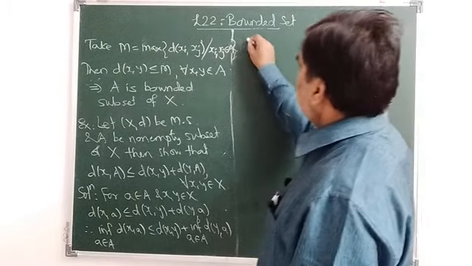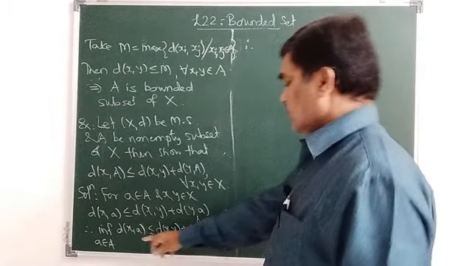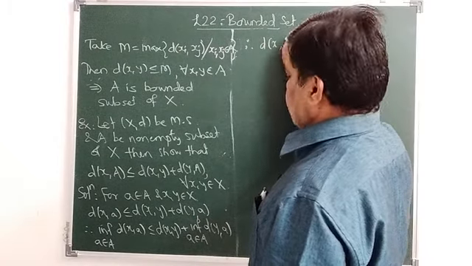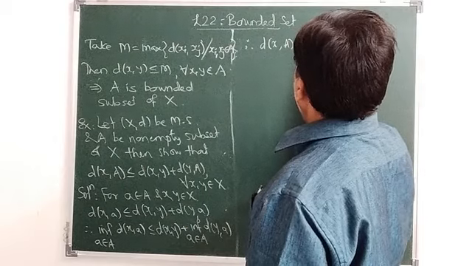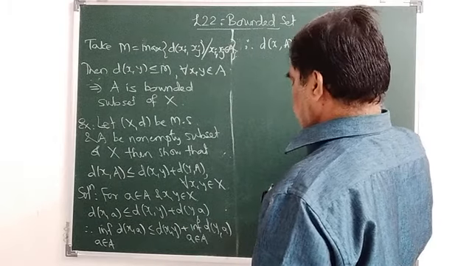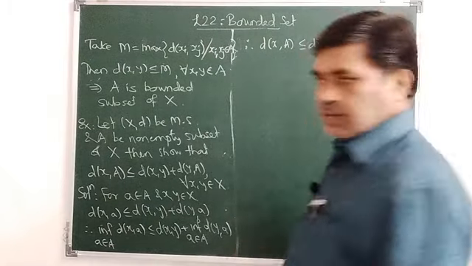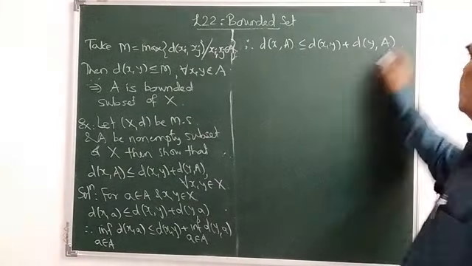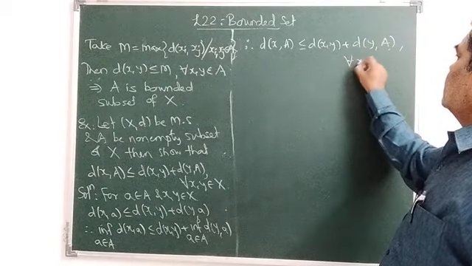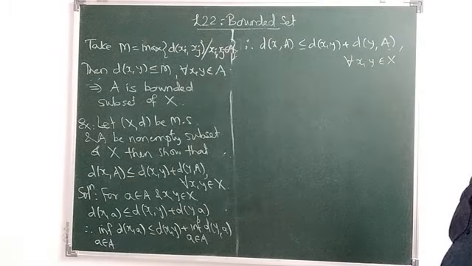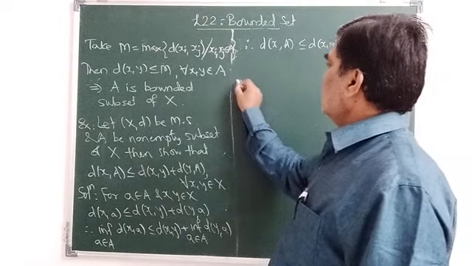Therefore, the distance between x and a is less than or equal to d of xy plus d of ya, for any x, y belonging to X. There is no restriction on the choice of x. Is it clear?